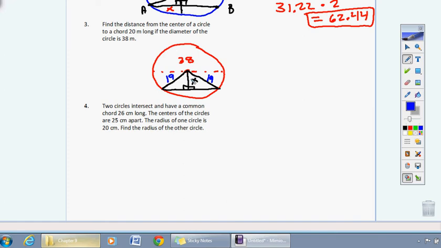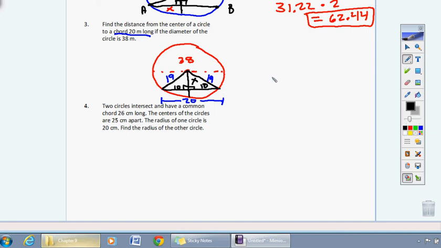Now there's one piece that it gives me that I haven't talked about yet. It says that the chord is 20 meters long. So I know that this entire chord is 20 meters. And remember, the radius that's perpendicular to the chord, I know I didn't draw the whole radius, but pretend that if this radius were to keep on going, it would still bisect that chord. So if the entire chord is 20, then each side here is going to be 10.